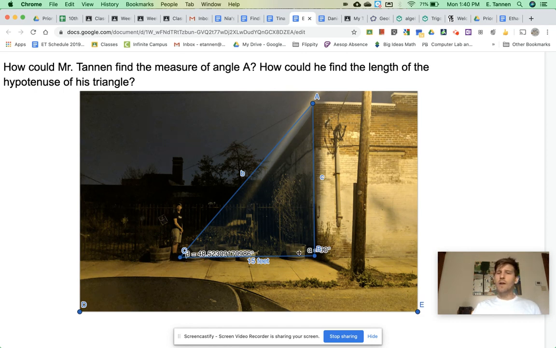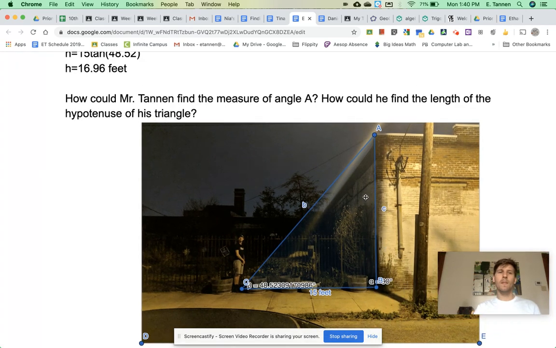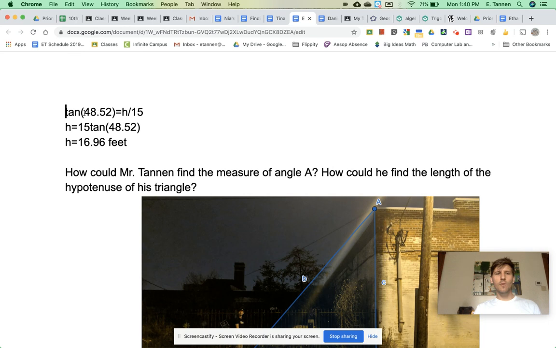Because now, if I know this 15 feet and I know this angle measure, what they call C here, I could set up an equation, and because I'm trying to find the height of the building as a first step, I know the tangent of this 48.5 degree angle would have to equal this height over this. So since I now know the angle measure and this length, I only have one variable. So I just set up this simple equation you can see here.